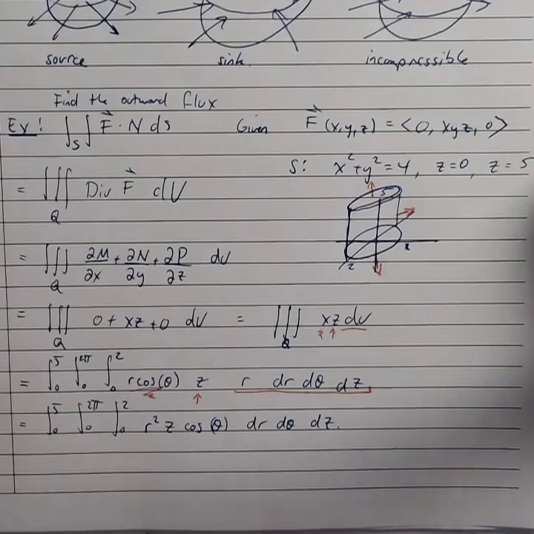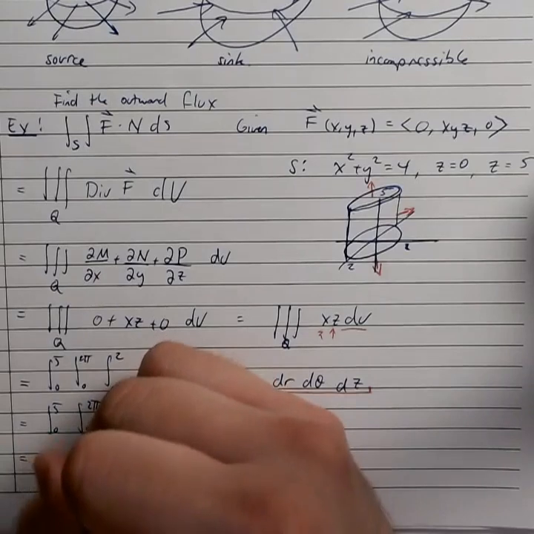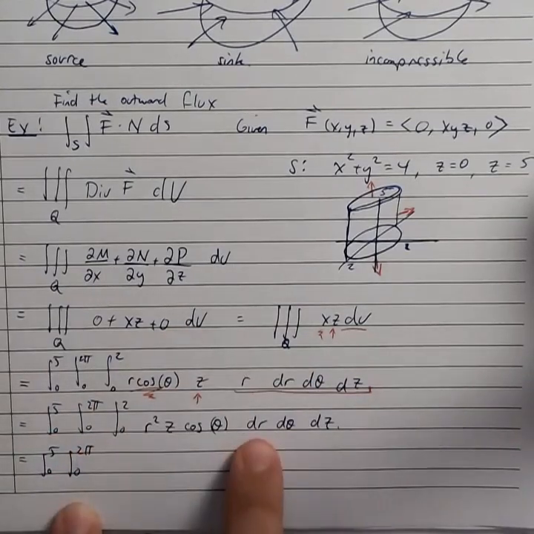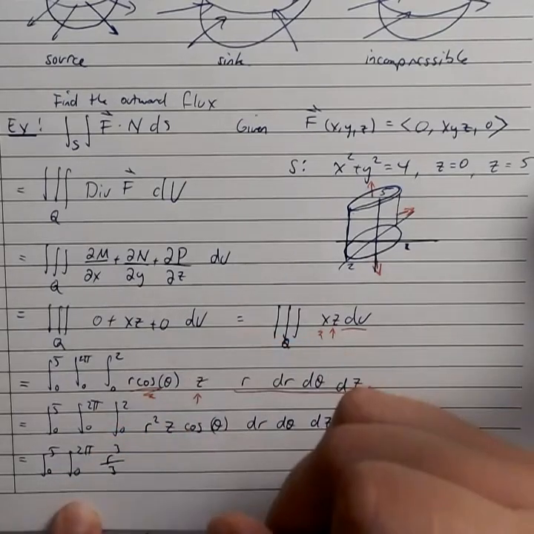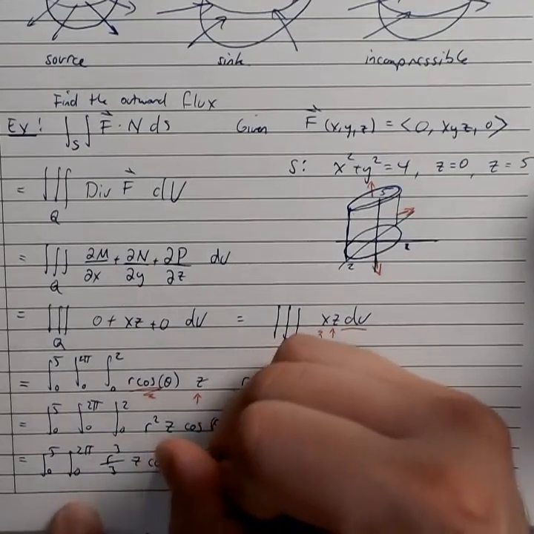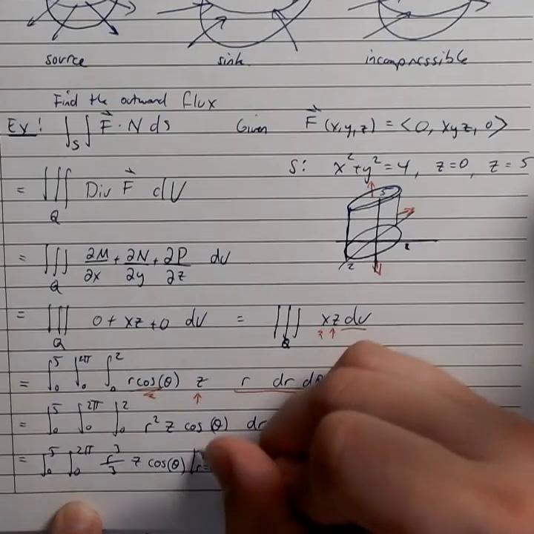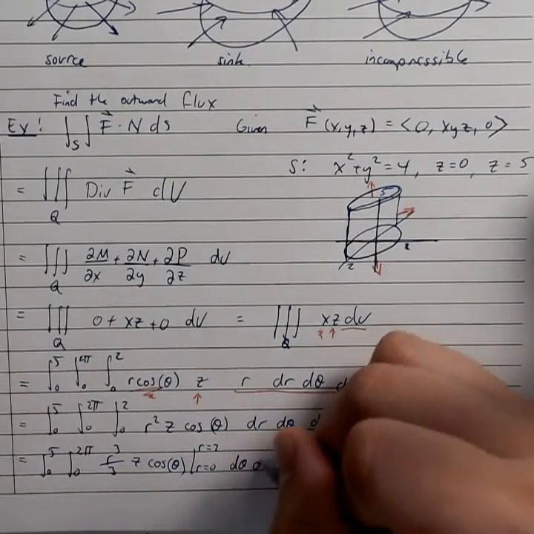So now it's just a matter of integration. This is going to equal the integral from 0 to 5 of the integral from 0 to 2 pi of, with respect to r, r to the third over 3 z cosine of theta, evaluated from where r is equal to 0 up to where r is equal to 2, d theta dz.